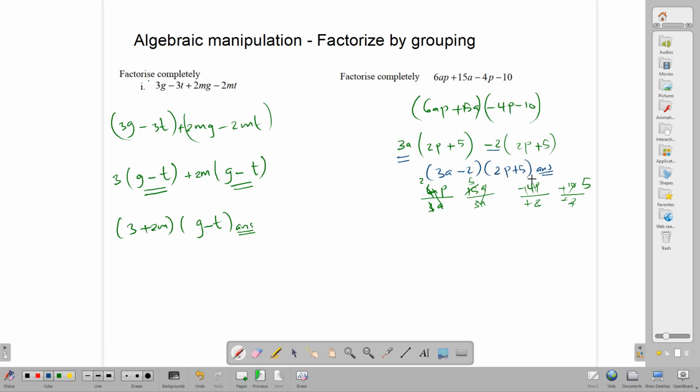This is how we factorize by grouping. I hope you have learned the technique. Now go ahead and find a lot of questions and practice so that you can improve both your speed and your skills.